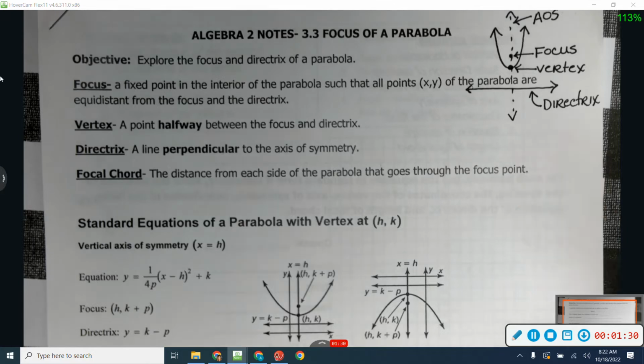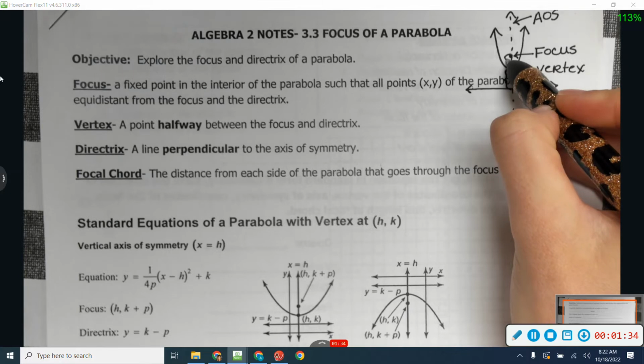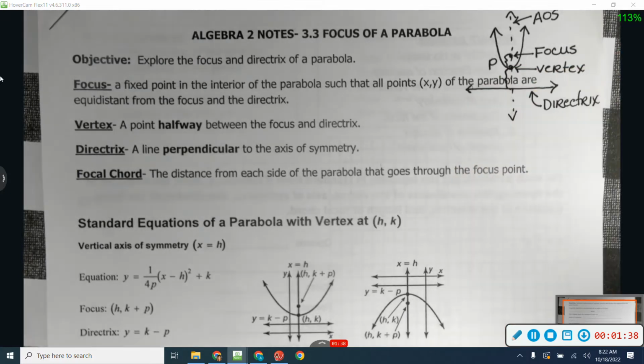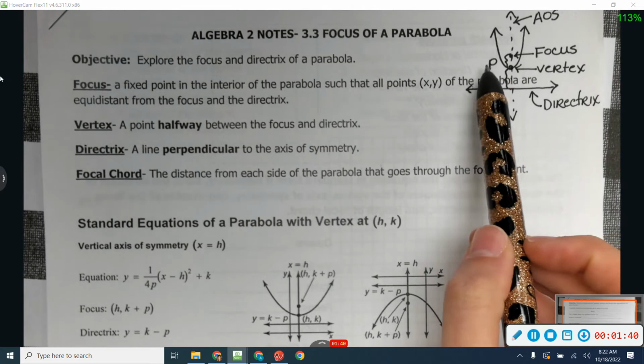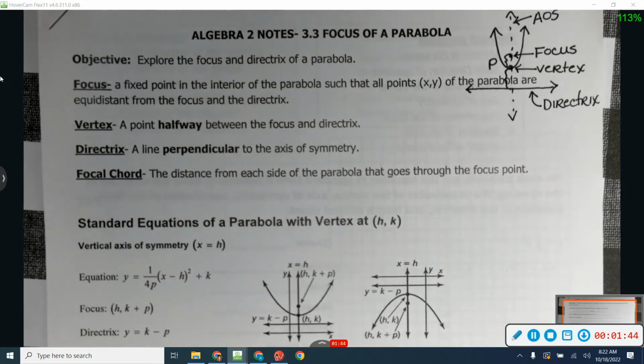So the distance from the vertex to the directrix, and from the vertex to the focus, is what we call P. I probably should have drawn that over here, but that's okay. We're going to have to solve for this P, okay? And that's what we're going to use to know the point of our focus and the line of our directrix. It's very simple to do, but I'm just drawing it out for you, okay?